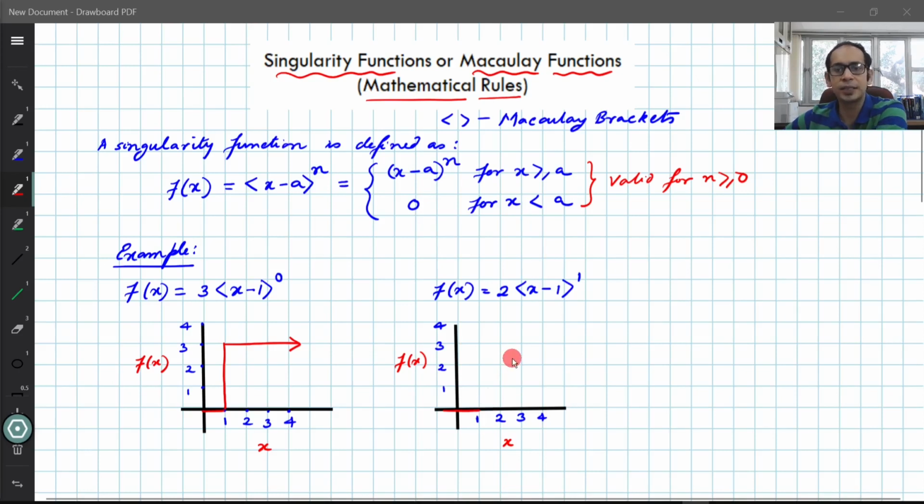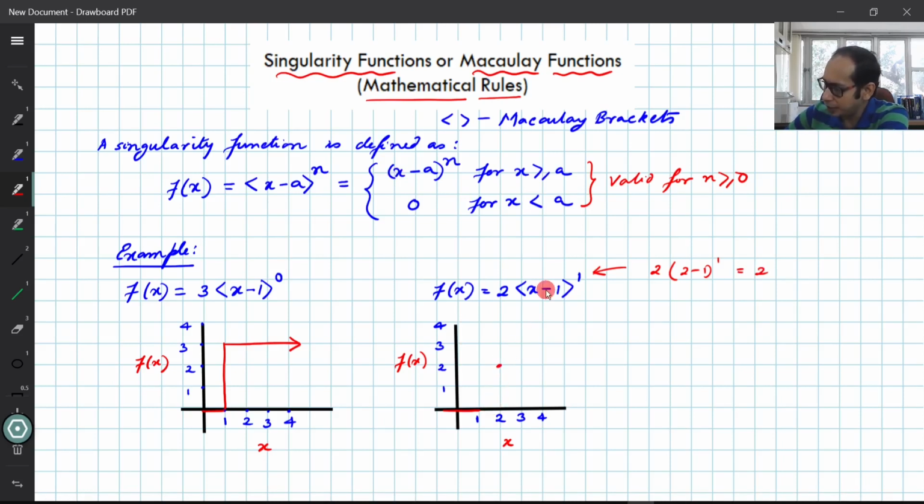Now when x equals 2, then this function becomes 2 times, since 2 is greater than 1, so I am falling back to the regular parenthesis over here. So 2 times 2 minus 1 raised to 1 becomes equal to 2. So at x equals 2, my value of this function is also equal to 2, right?